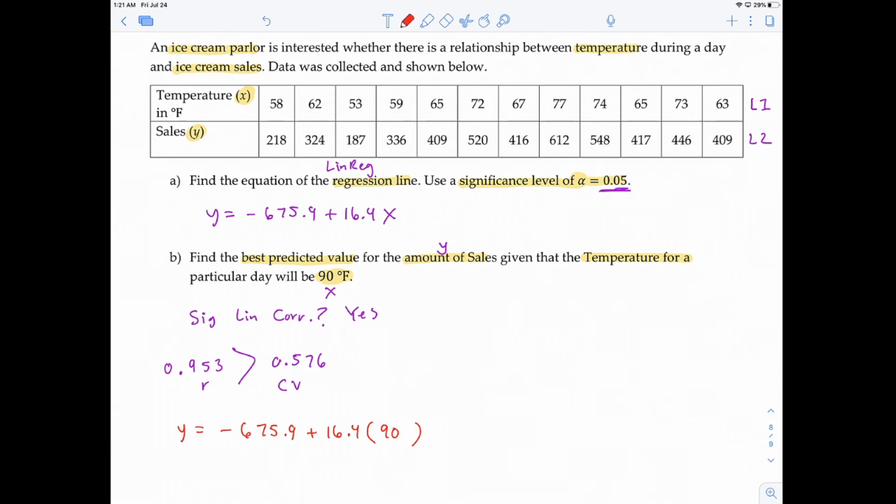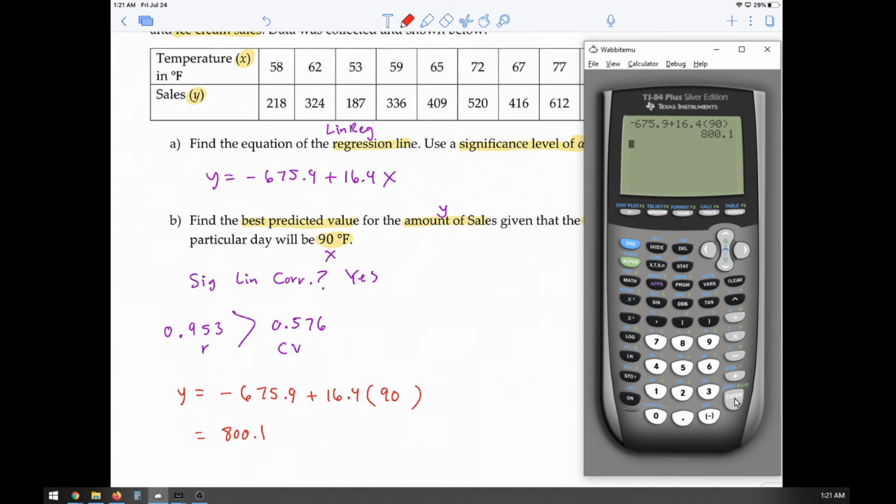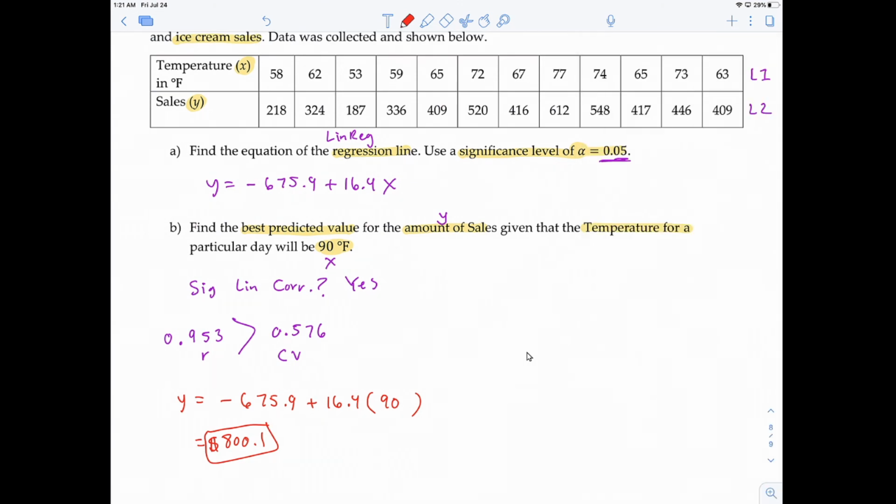All right, so I'm going to punch it into the calculator. We're going to get negative. The negative sign is right below the 3. So negative 675.9 plus 16.4, and then I can open up parentheses, put 90 in there, close parentheses. So we get 800.1. What this tells us is that when the temperature is 90 degrees, we're going to predict our sales to be 810 cents.